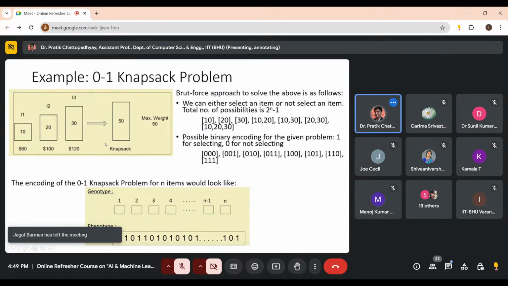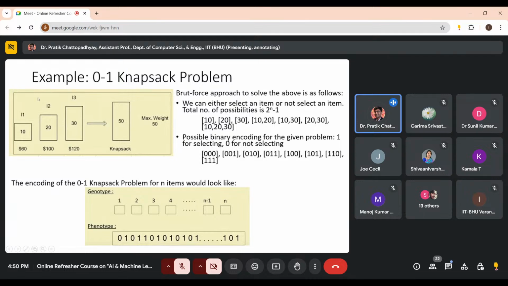If we consider 3-bit strings, there are 2 to the power 3 cases. The first case is 0, 0, 0, that is you have not taken any item. Then 0, 0, 1 means you have taken the third item. 0, 1, 0 means you have taken the second item. 1, 1, 1 means you have taken all the items. 1, 1, 0 means you have taken the first and second item.